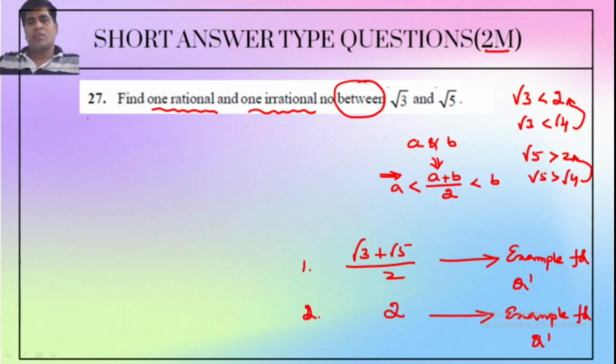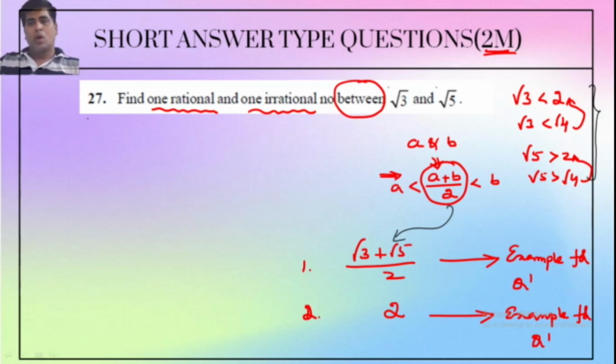Anyhow, this is a 2-mark question. So what is the logic? If A and B are two numbers, how to get the number between them? That is nothing but the average of those two numbers. So I wrote the average of these two numbers here. This average will give the answer for you. Based on this logic, I got the irrational number. After that, the rational number. How to write the rational number? This is the concept I have used.